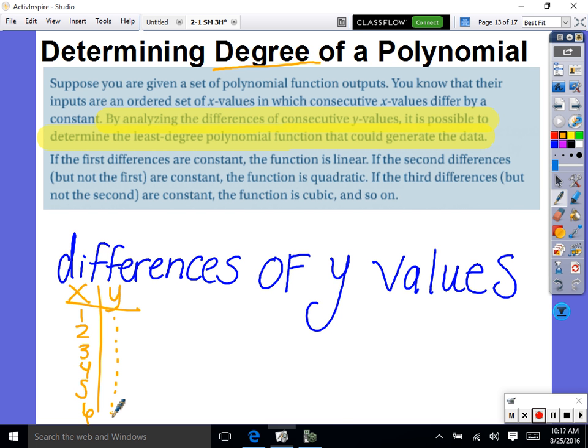If it wasn't the same, then you take differences of those values again. Now the third time, like in the bell quiz, the third time they were all 24. That would have been a cubic because it took us 3 differences to get the same. Does that make sense? Now, you can only do that if your x values are differing by the same amount. So if your x values are all over the place, you can't use this method. Does that make sense, everybody?